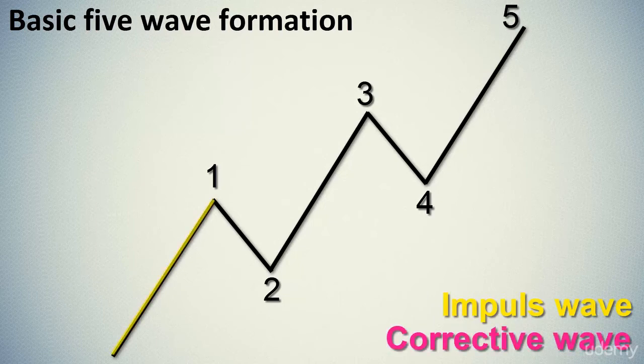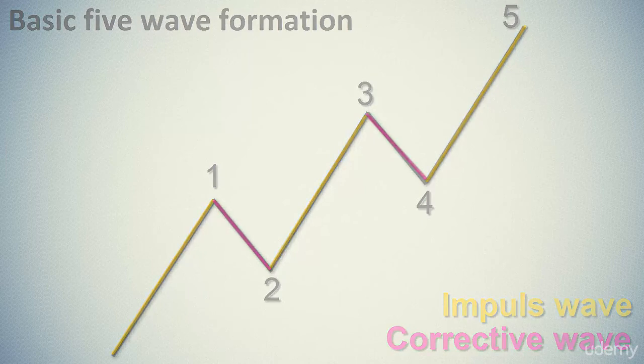We call the waves 1, 3, and 5 the impulse waves because they determine the pace and direction of the market. We call the waves 2 and 4 the corrective waves because they can only be partial lifting of the preceding impulse wave. Impulse waves possess the structure of the basic formation, so this is a 5-wave structure, whereas corrective waves have different structures, mostly a lot harder to recognize.